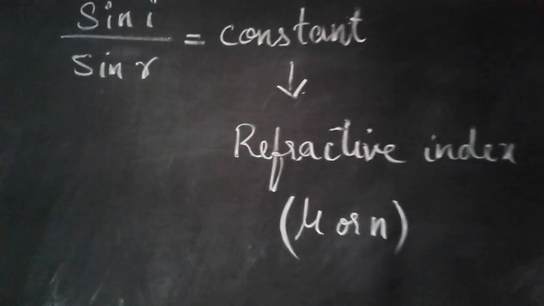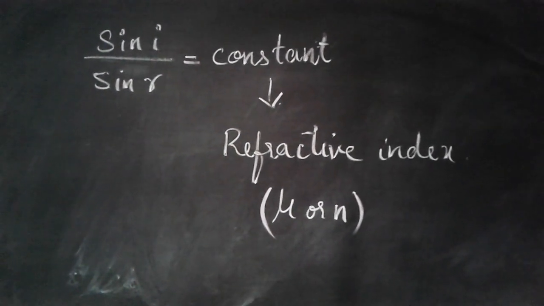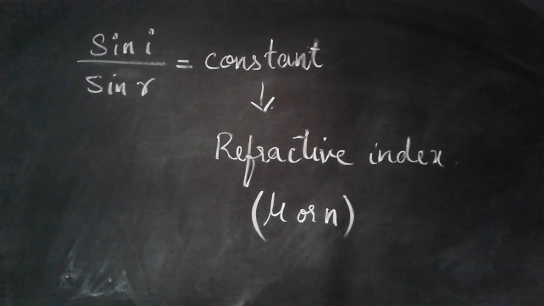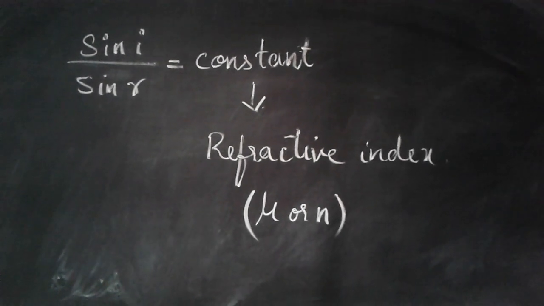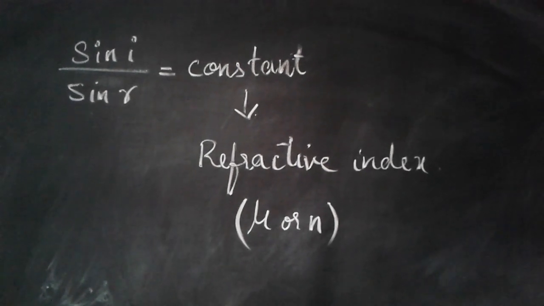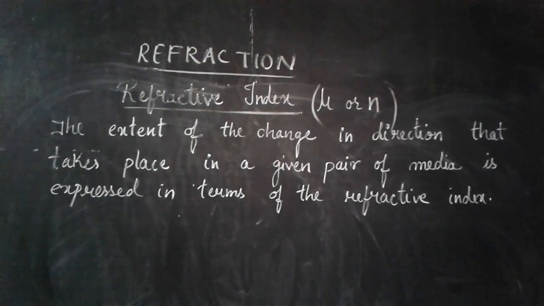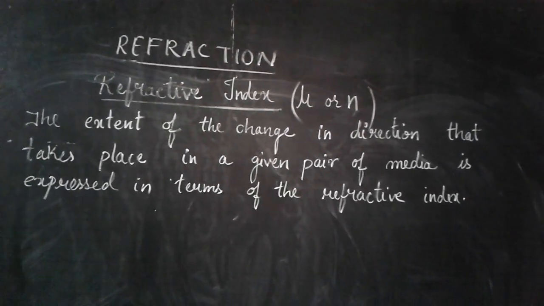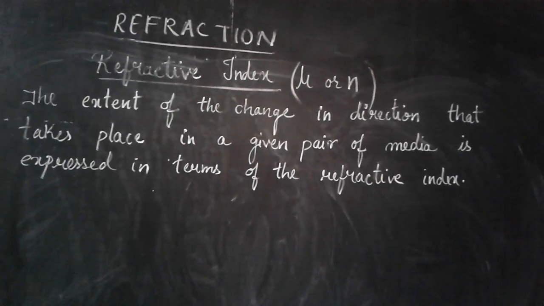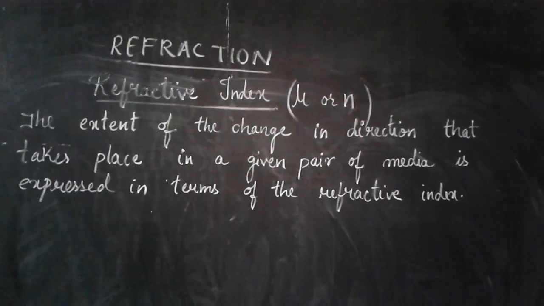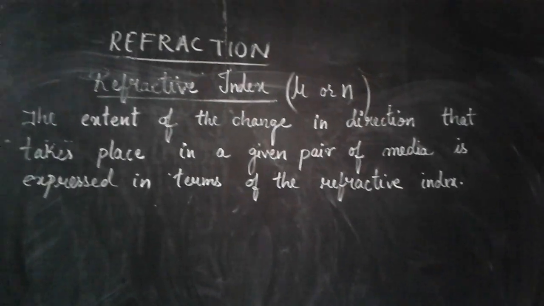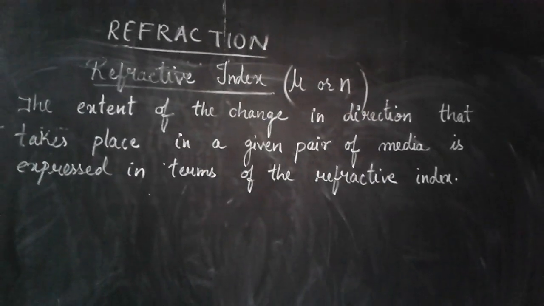So the name of the constant is refractive index, and this is represented by the Greek letter mu, or it is also represented by n. So if you find n easy for writing, you can write with n, or you can represent it with mu also. Now what does refractive index mean? The extent of the change in direction of the light that takes place in a given pair of media is expressed in terms of refractive index, and this is the value which we have obtained from the second law of refraction, that is sin I upon sin R.